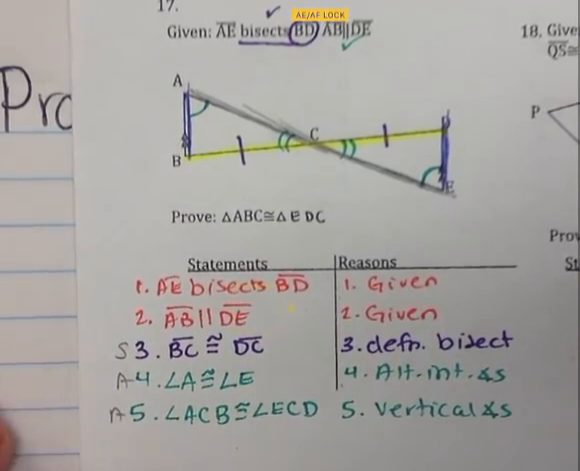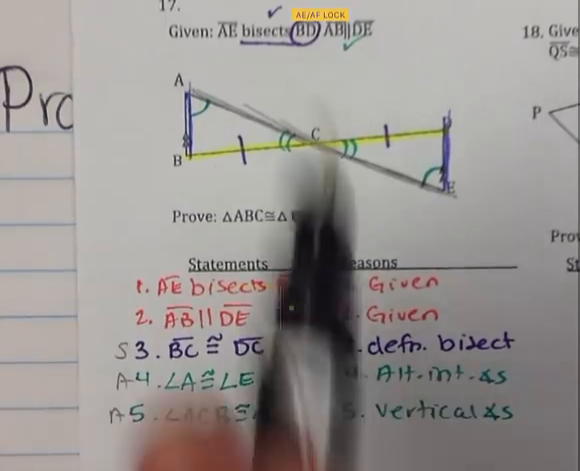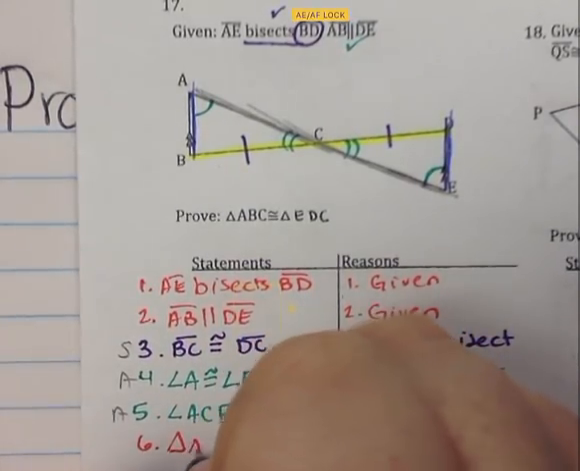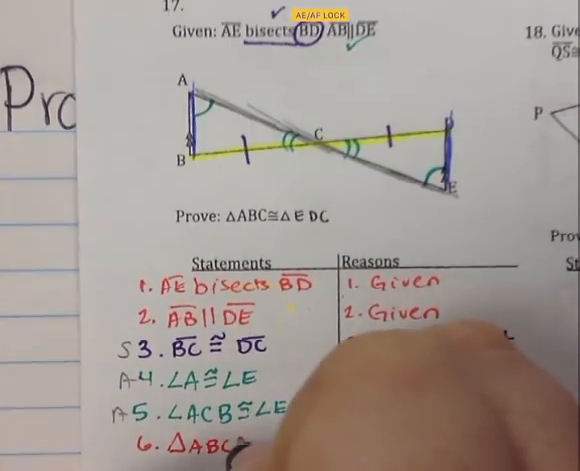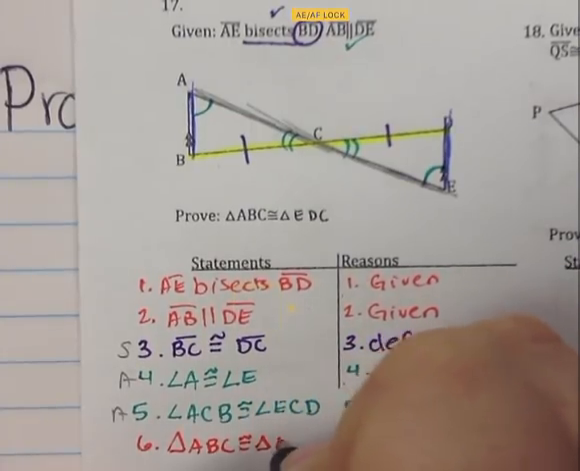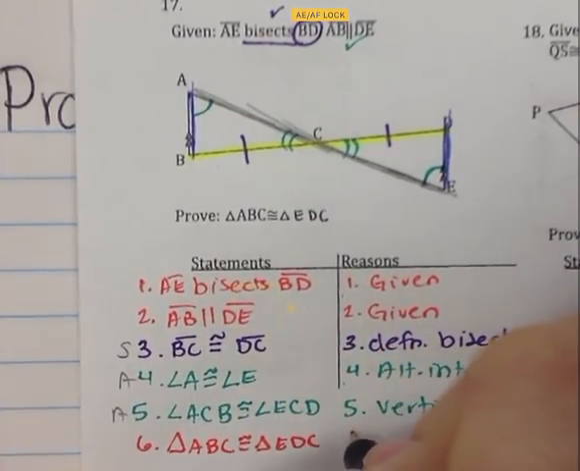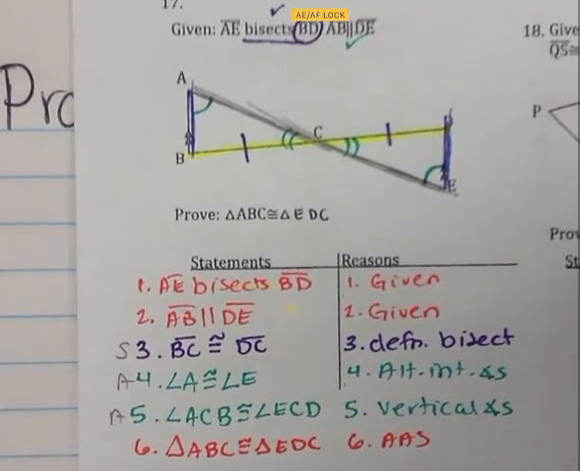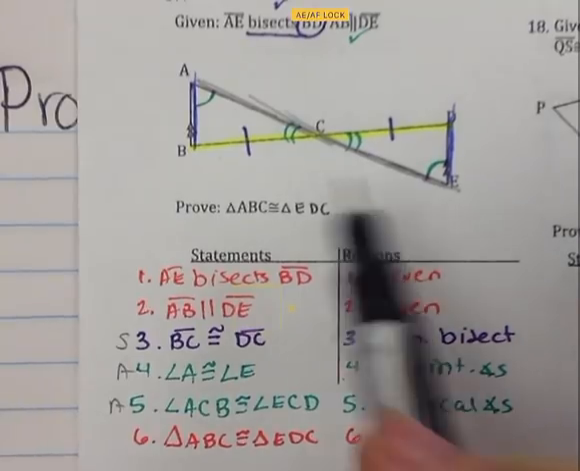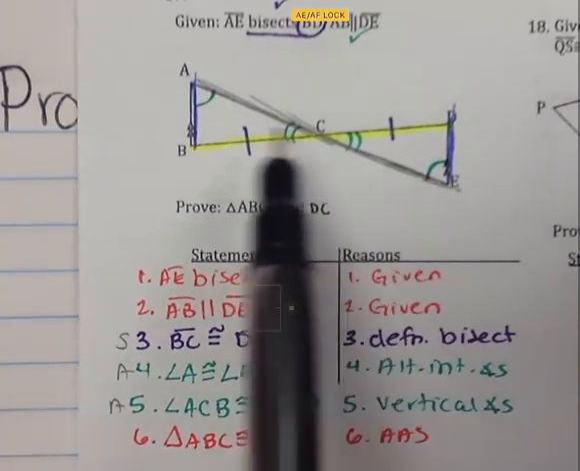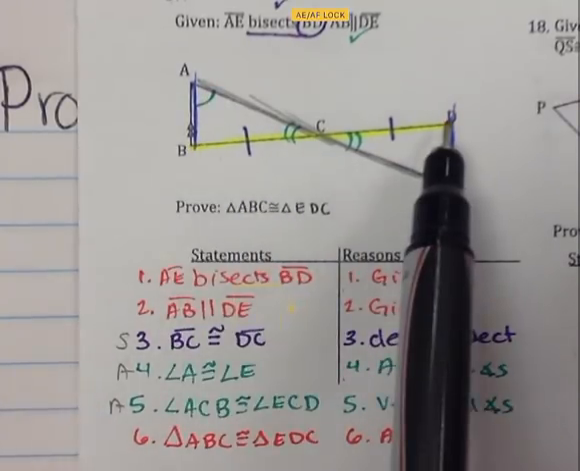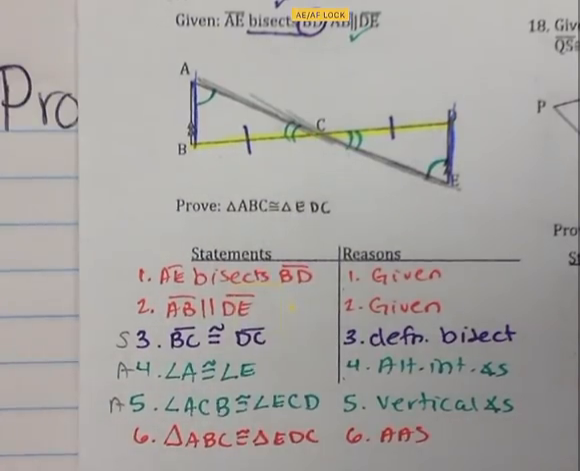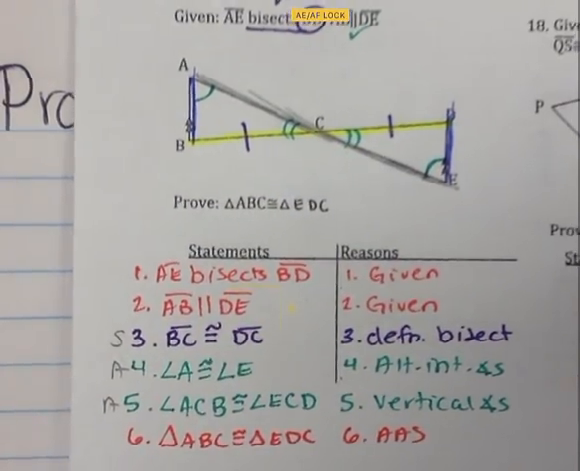So we would say for our final statement, so statement 6 this time, is that triangle ABC is congruent to triangle EDC by angle, angle, side. You could have also, instead of proving A and E, proven that angle B and D were congruent, and then you would have had angle, side, angle. That's just another way of looking at it.